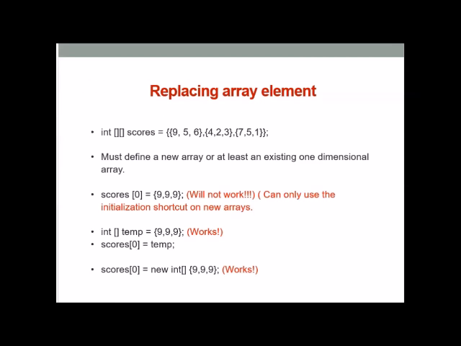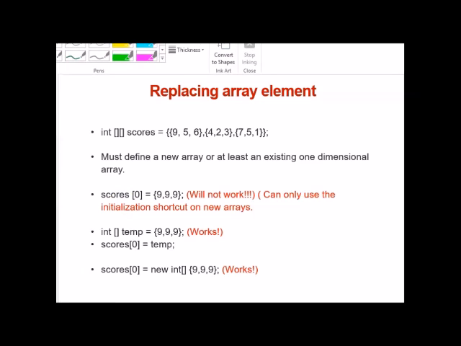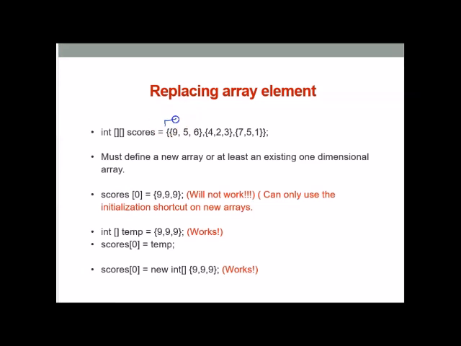Replacing an array element. Say we want to replace a whole row of our array with a different row. Say we have a two-dimensional integer array called scores, initialized to these scores. You must define a new array in order to set this new array equal to something else. So for example, I want to set scores[0], which is just this portion, right?